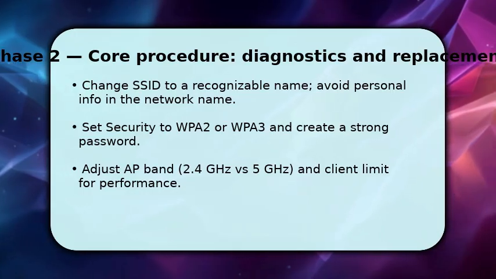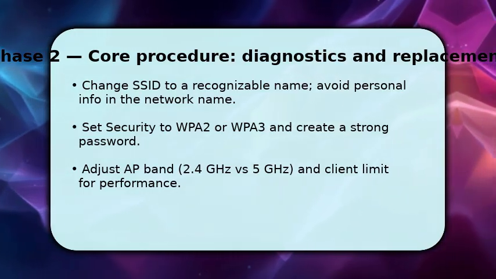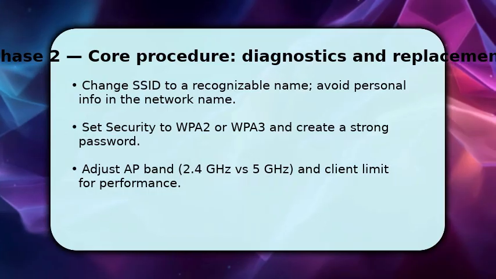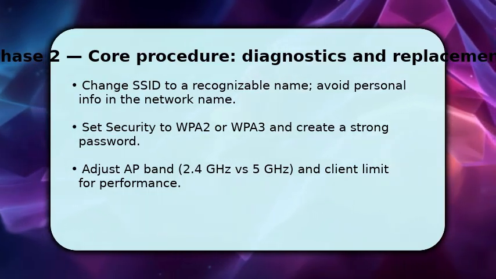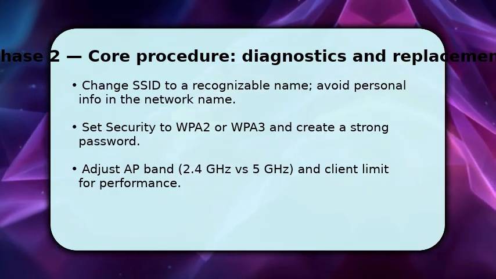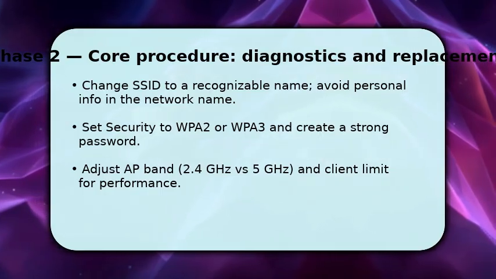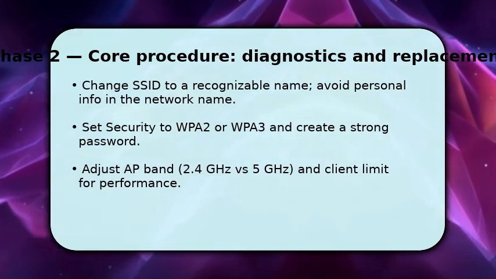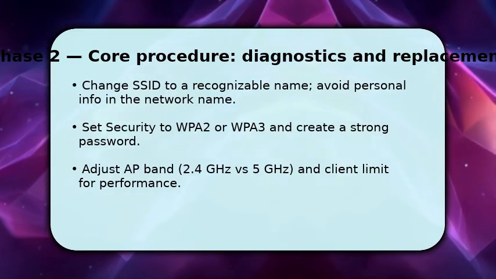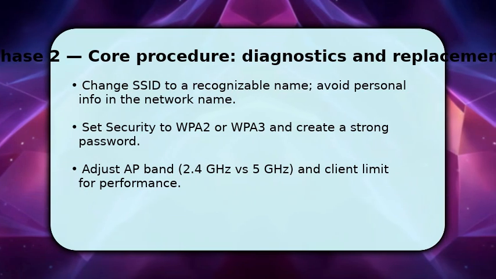You should rename the SSID to something clear but not personal, then set security to WPA2 or WPA3. This prevents open access. Make a strong password, mixing letters and numbers because weak keys invite strangers. Also, make sure to choose the appropriate band, 4 GHz for range, 5 GHz for speed, and set a sensible client limit to avoid saturating your mobile connection.